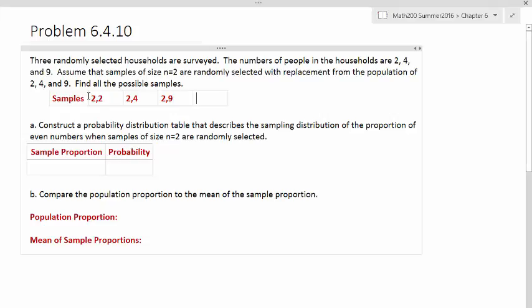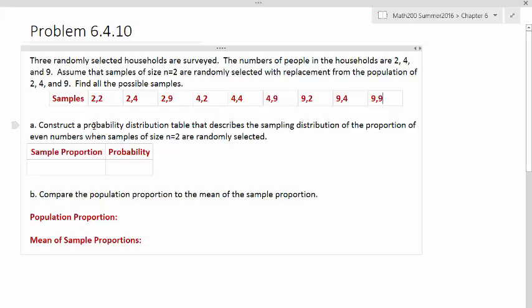And then we can just switch around this sampling distribution, and our next batch would be 4 and 2, 4 and 4, 4 and 9, and then we got another 3 more possibilities with 9 and 2, 9 and 4, and 9 and 9. So these are our samples. We have 9 samples altogether, and let's figure out what to do with them.